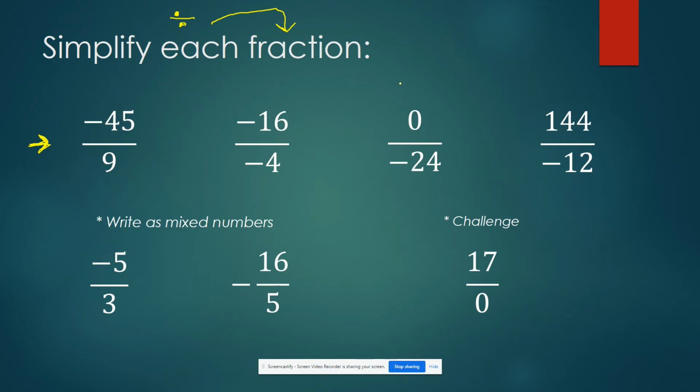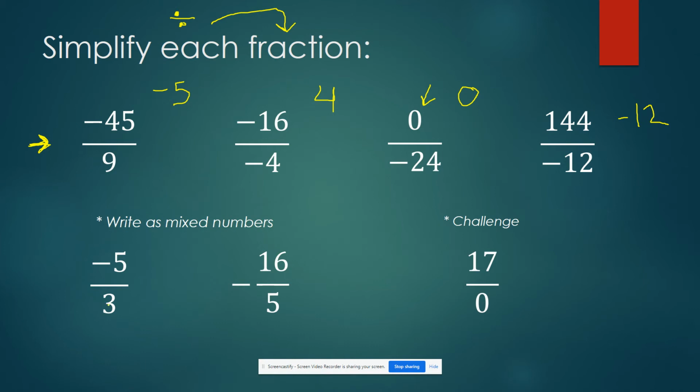Okay, so hopefully by this point you've attempted each problem. Now this is going to give you -5 for this one, different signs. +4, this one is 0. 0 is in the numerator, that's okay. 0 divided by -24 is just 0, and 12.